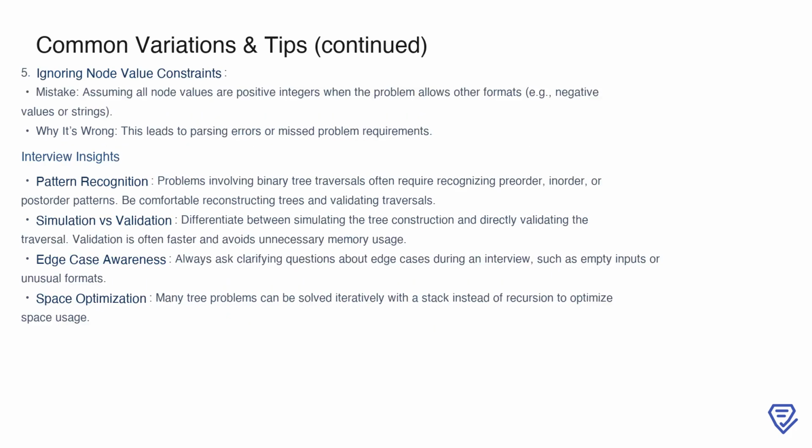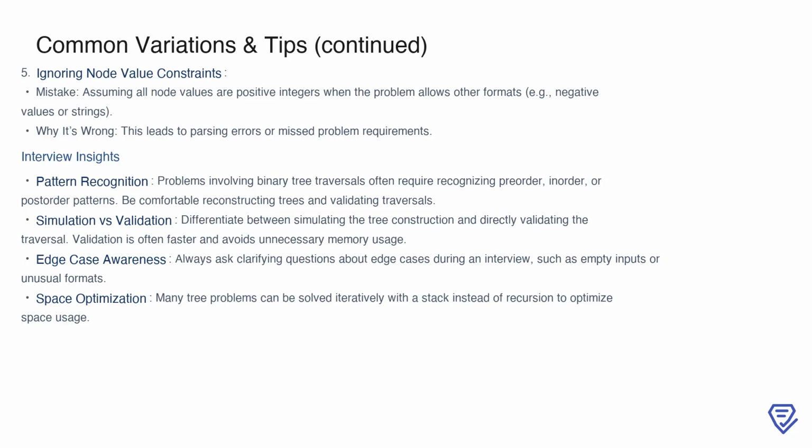Another frequent mistake is ignoring constraints on node values. Don't assume all node values are positive integers. Problems may include negative values or even strings as valid node representations. Failing to account for this can lead to parsing errors or an incomplete solution.